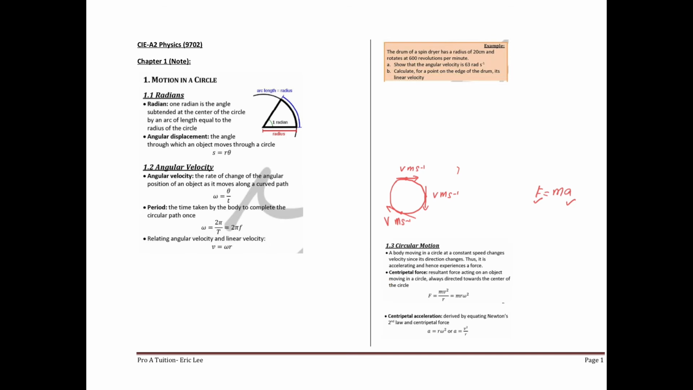So from here, what can I say is, if an object has centripetal force, then the object will continue to move in a circular track. If an object does not have centripetal force, then the object will not move in a circular track. That is the first part.